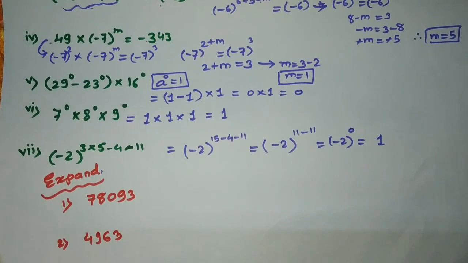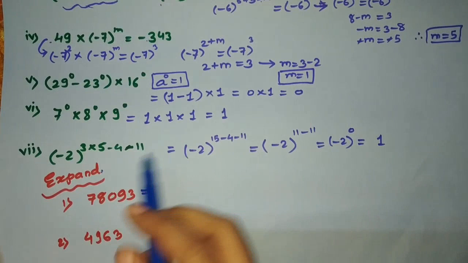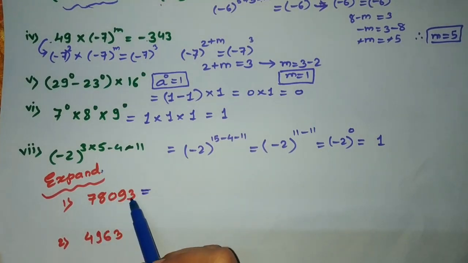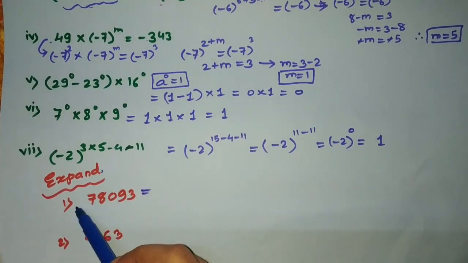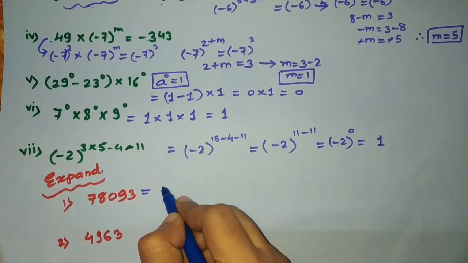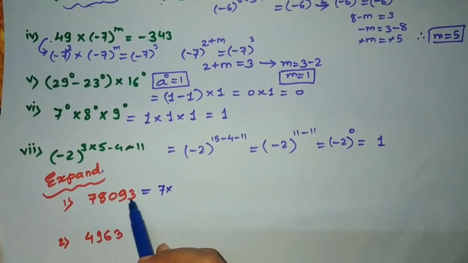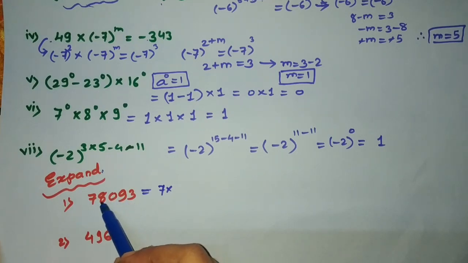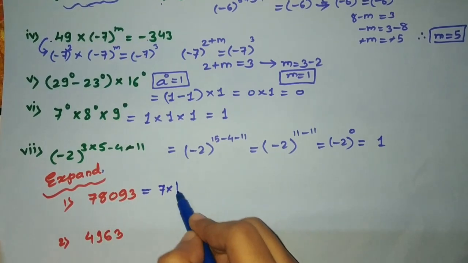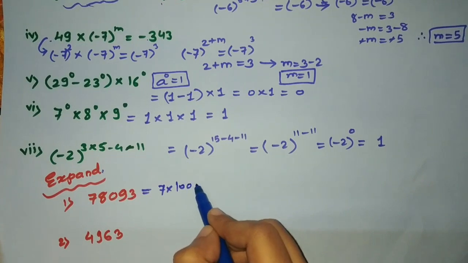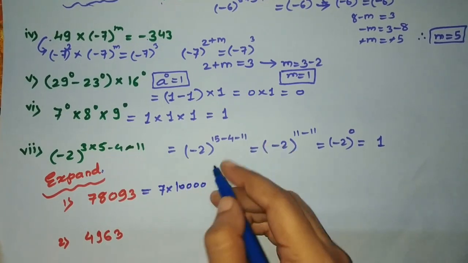So now friends, we will solve these questions on expanding. We need to expand and write them again using exponents. So we need to check the unit place, tens place, 100, 1000, 10,000. We will write down in terms of their places first. 7 into, it is on which place, friends? Unit, 10, 100, 1000, 10,000. So we'll write that many zeros. 1, 2, 3, 4.